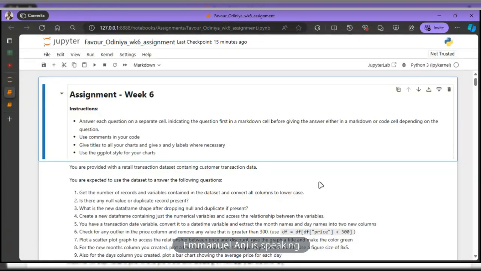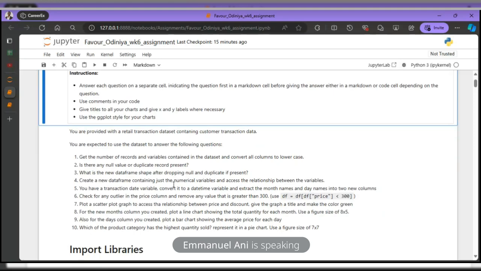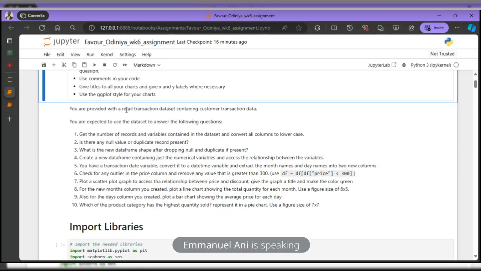All right, so let's just go over what we have here. So this is the week 6 assignment. You were provided a data set for this particular assignment, which is the retail transaction data set.